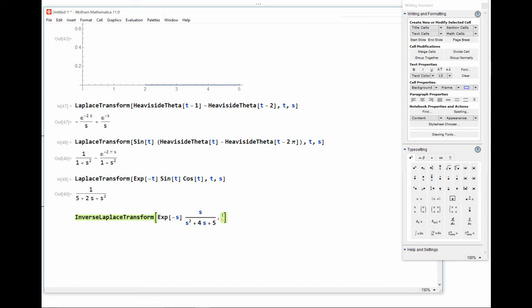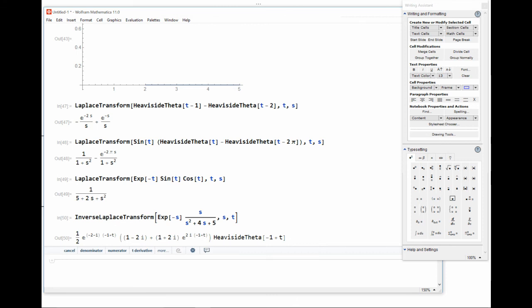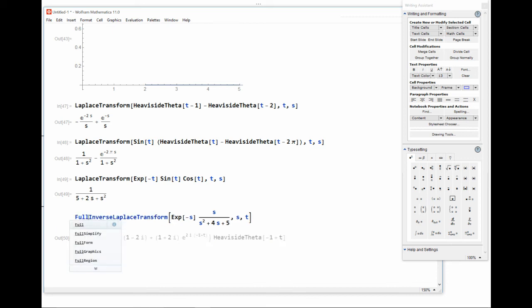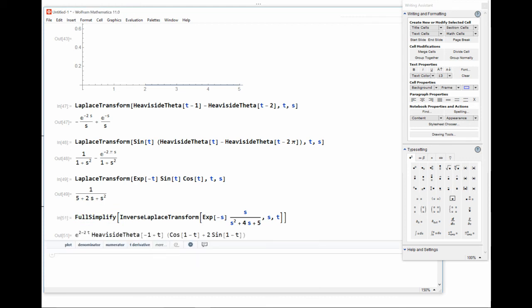So for this inverse Laplace transform, I have to give it first the letter s, because that's the variable in the expression that I give to it, and then I want the output in terms of t. And that looks horrible. There's exponential of complex numbers, etc., etc. So the way to make Mathematica simplify it a bit is to use the command FullSimplify. It will try to get rid of the complex numbers here.